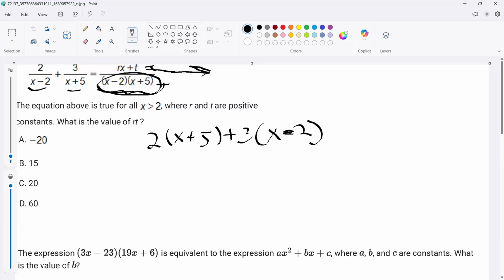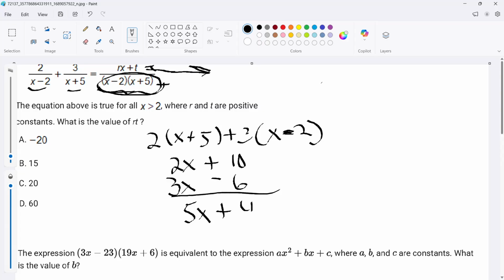So I want to get rx plus t. So I'm just going to combine the x's, combine the constants. 2 times x is 2x, 2 times 5 is 10, 3 times x is 3x, 3 times negative 2 is negative 6. 2x plus 3x is 5x, 10 minus 6 is 4. So r is 5, t is 4, 5 times 4 equals 20. Your answer is C.